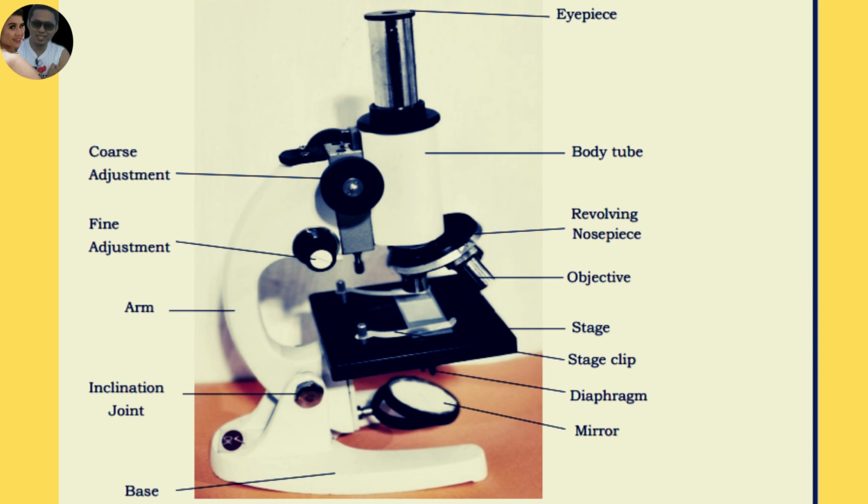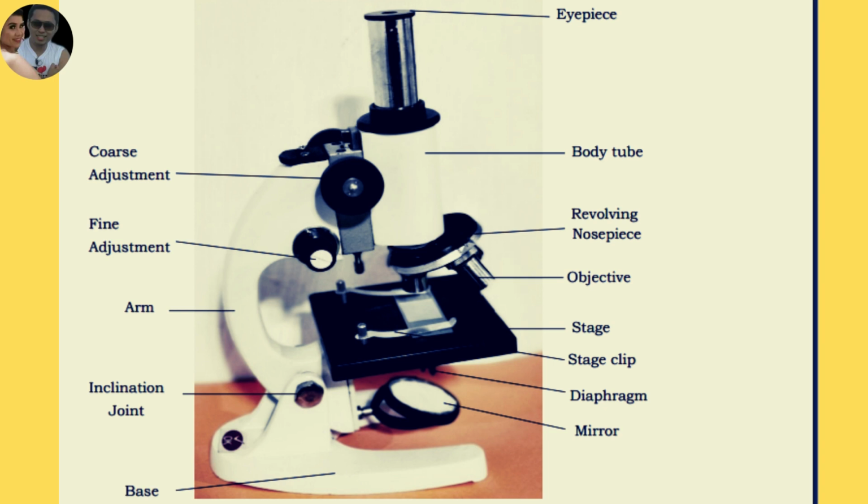Arm. The part that supports the body tube and connects it to the base of the microscope. The base. The base is the bottom of the microscope, which is used for support. It also houses the illuminator or mirror. The stage. The flat platform where slides are placed. Stage clips. Hold the slides in place.